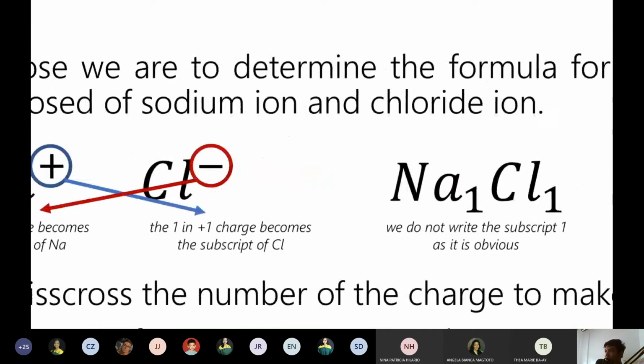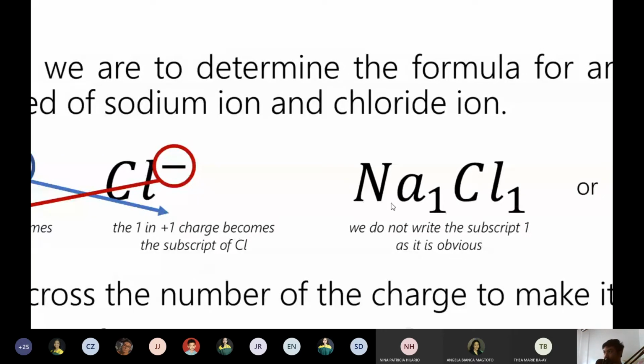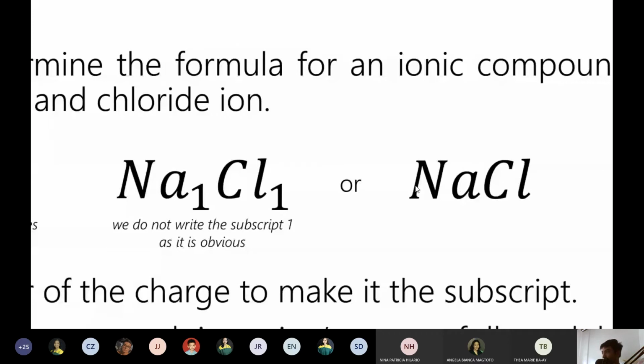So bringing down the numbers, you will have Na1Cl1. Saan galing tong 1 na to? Dito kay Cl, di ba may negative 1 dyan? Nga wala na ngayon. Yung 1 dito, saan galing? Kay Na, yung positive dyan. Pag binaba mo yung numbers, tanggalin mo na yung charge. So, the formula is Na1Cl1, but we do not write the subscript 1 because it is already obvious. Pag andyan na yung atom, ibig sabihin may isang atom yan. You don't have to use 1 kasi redundant siya. So, the formula will instead become NaCl. Wala na yung 1-1.